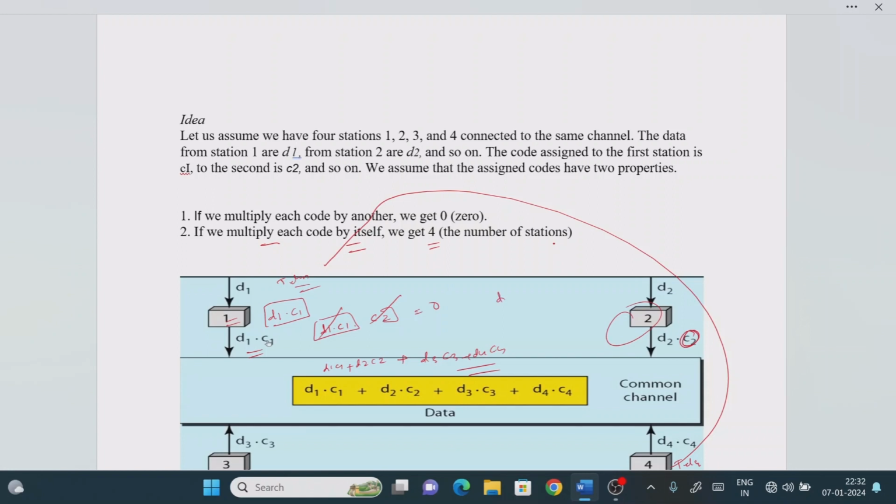What is the meaning of this? If D1 C1 is multiplied again by the same code C1, you will get the answer 4. Why 4? Because here we have 4 stations. If you have 5 stations, we will get 5. So if you want to understand the CDMA concept, we need to remember these two properties. The first one is, if we multiply each code by another, either C2, C3, C4, we get the answer 0. If you multiply each code by itself, C1 by C1, C2 by C2, C3 by C3, C4 by C4, we get the answer 4, because of the 4 stations.